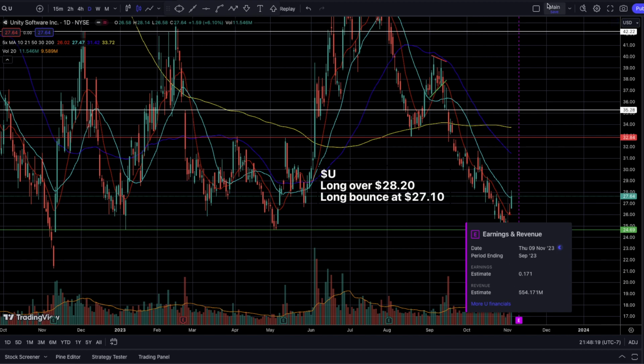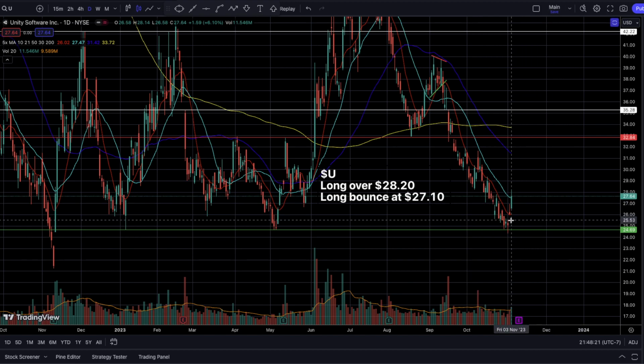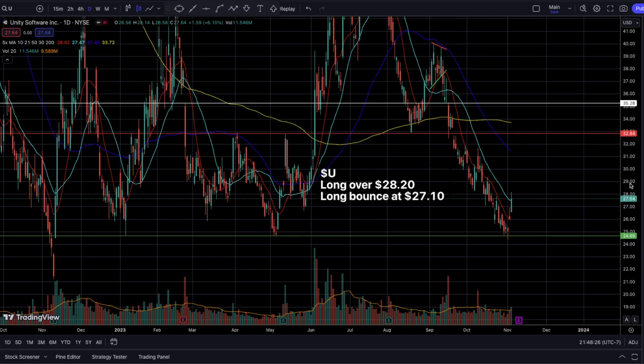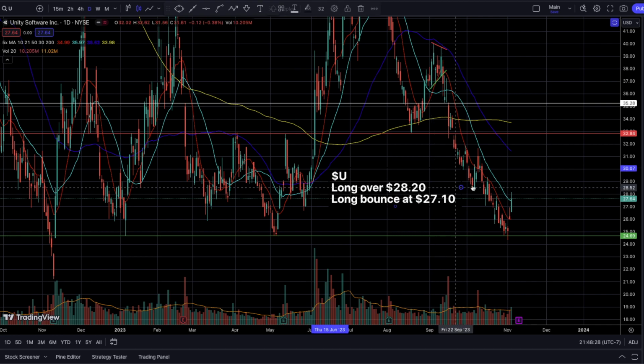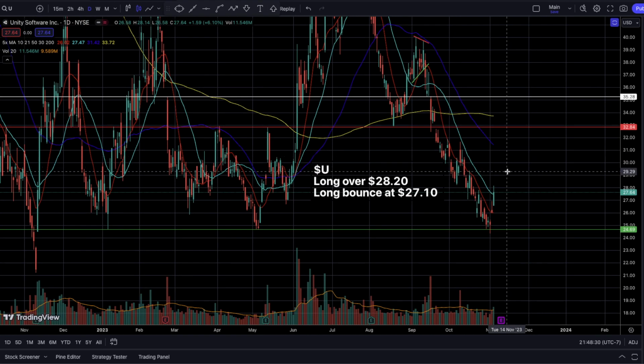So Unity here, again, nice reversal from this pivot at 24.50, which tells us that this name is wanting to make higher highs and higher lows as we're heading into earnings, which can also help as an earnings catalyst as the price runs up into earnings. And I feel like I've been saying that for a long time, because I have been saying that for a long time, because it does happen frequently.